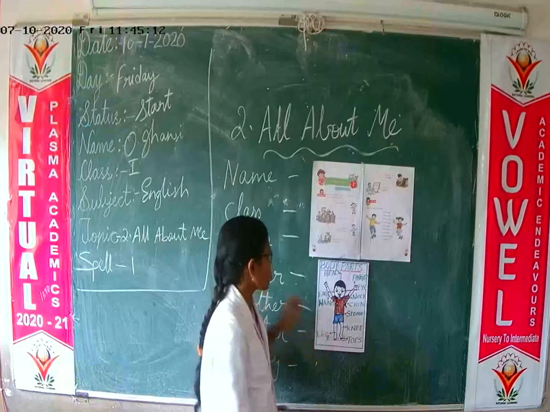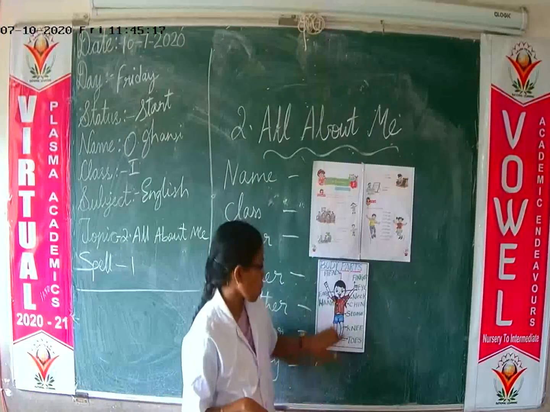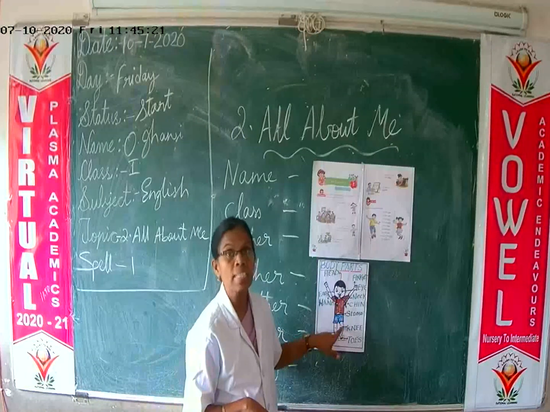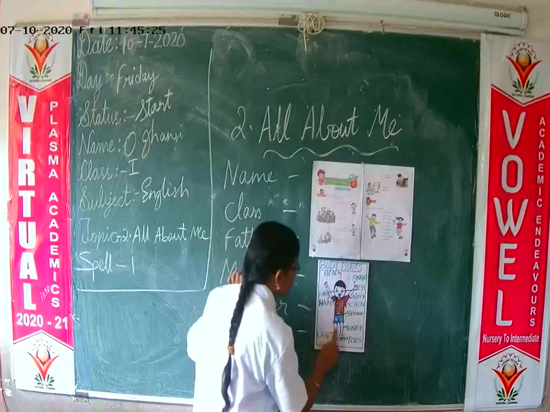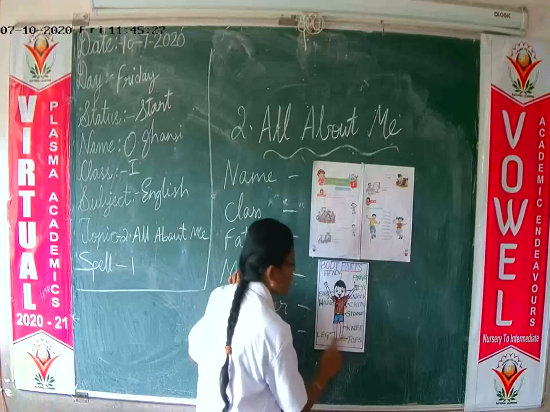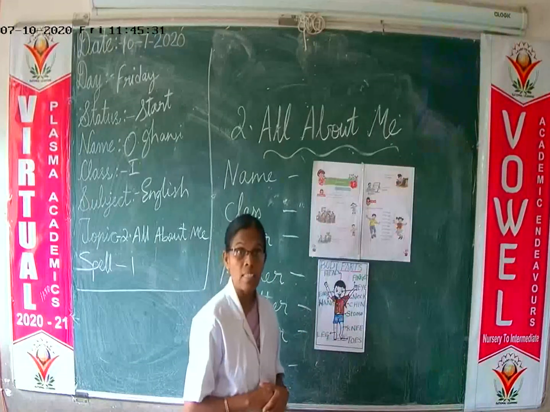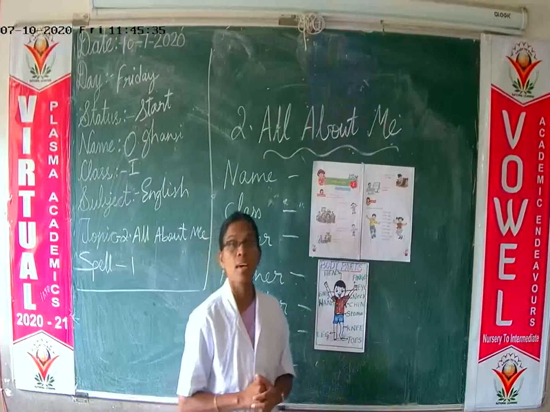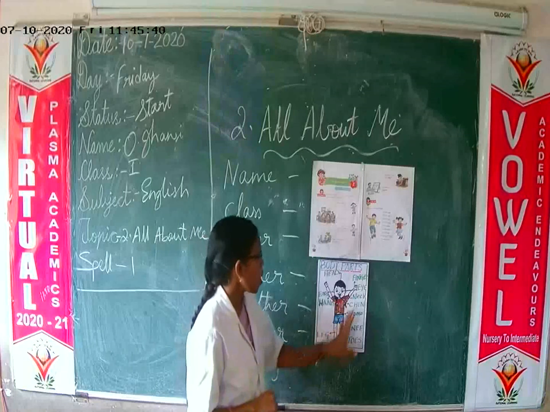Next, what is this part called? Knee. What is this part? Knee. Now, what are these? Legs. What are these called? Legs, children. Okay, children?